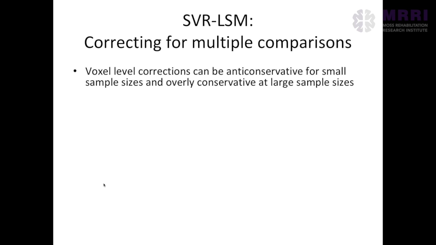Okay. So just a little bit more on correcting for multiple comparisons. What is known is that if you have small sample sizes and you do correct at the voxel level, this tends to be anti-conservative. I don't know if I can give you any kind of intuition for that other than the fact that this is what's been seen by other people. On the other hand, if you correct at the voxel level, it's overly conservative with large sample sizes. I think we can all understand that one.